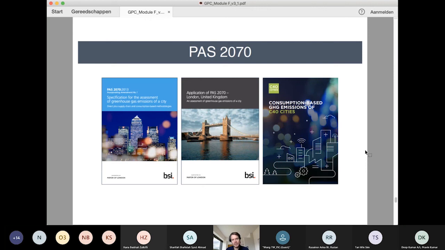The third report is the C40 report, where we looked at all C40 cities and estimated their consumption emissions and compared them against their GPC emissions. It gives some very interesting conclusions and looks at the big supply chains supporting cities.